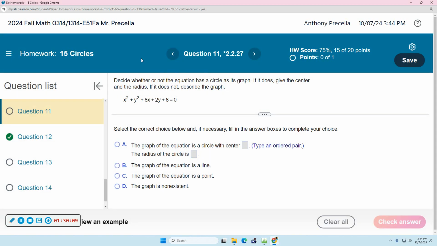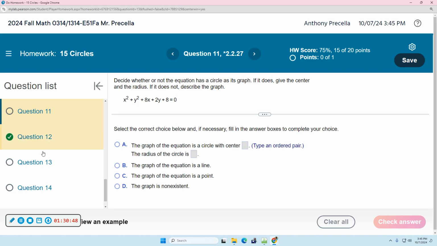Let's go back to number 11. Same instructions. Let me write it down. X squared plus y squared plus 8x plus 2y plus 8 is equal to 0. They want us to decide if it's a circle.